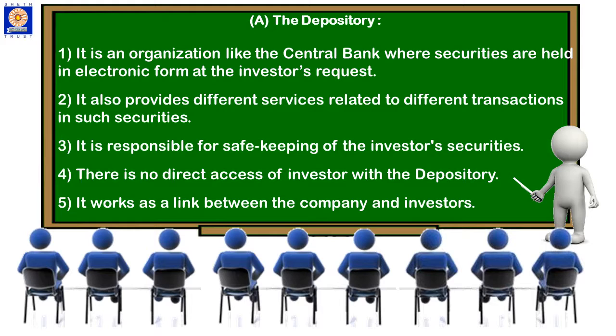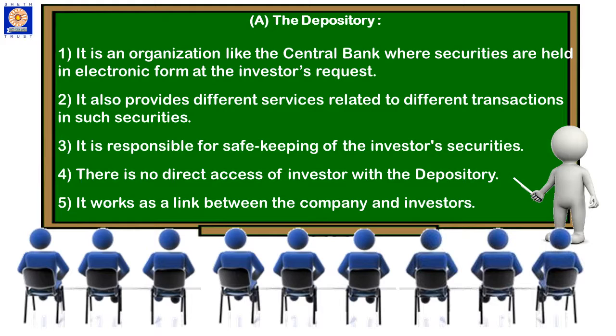Now let us start with the first constituent, that is the depository. It is an organization like the central bank where securities are held in electronic form at the investor's request. Like we have RBI as an example of a central bank, and RBI is a unique bank, only one bank. Likewise, the depository is an organization which regulates the other constituents involved in the depository system. It also provides different services related to different transactions in such securities.